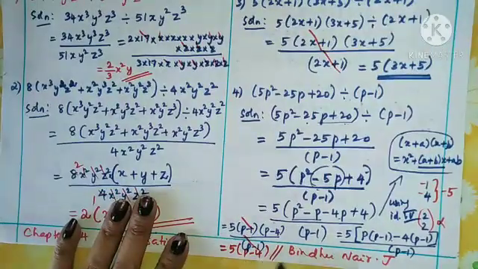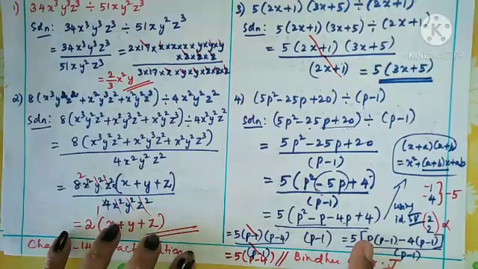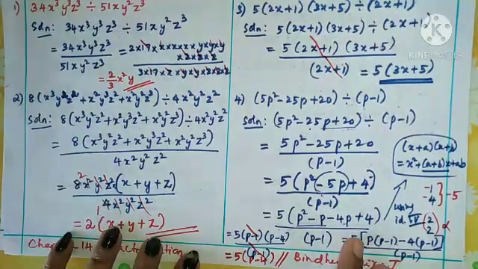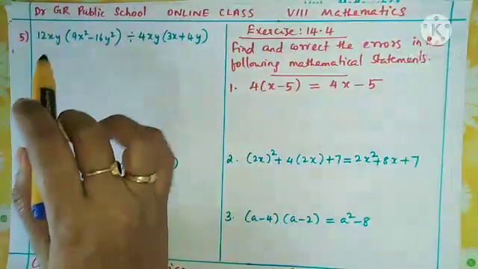5 into p minus 4. Okay. So similar problems you are having in your exercise. Practice it and complete the answer. Okay. Now see this question.